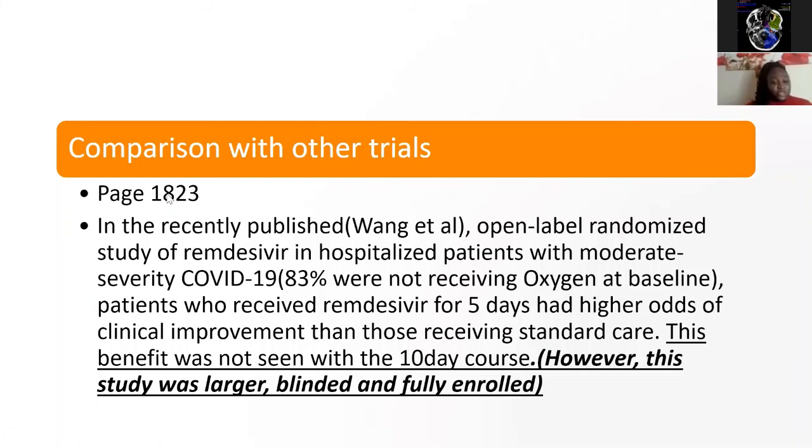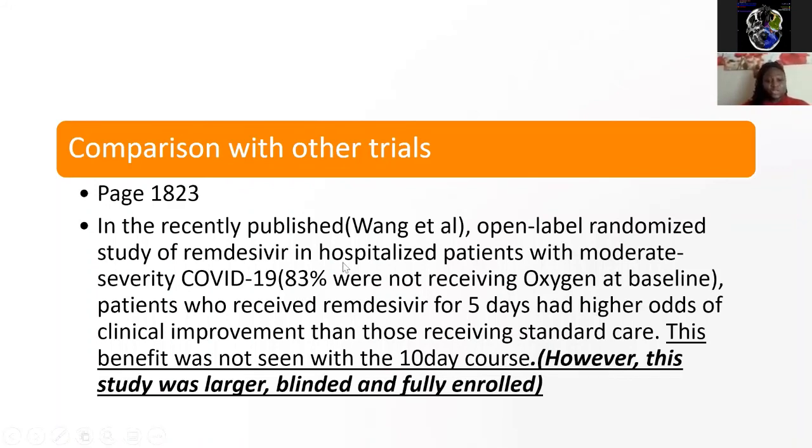If we check page 1823, they've stated, and I've highlighted this one, that there is a recently published trial on Remdesivir by Wong et al. But compared to this paper, which is a double-blinded randomized control trial, that was an open-label randomized study. If you remember, open label means you're just telling the patient, this is Remdesivir, this is placebo, choose one. And of course, most people might want to go for Remdesivir, saying, if there's a drug that I think will help me, then I go for this.